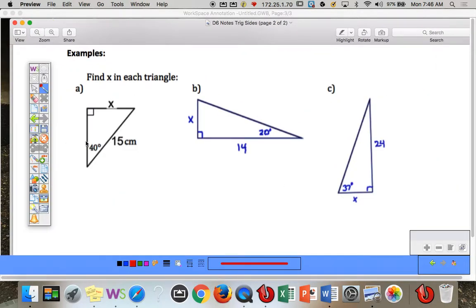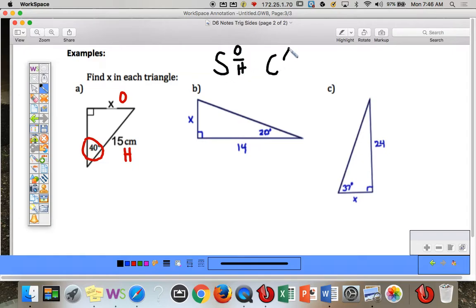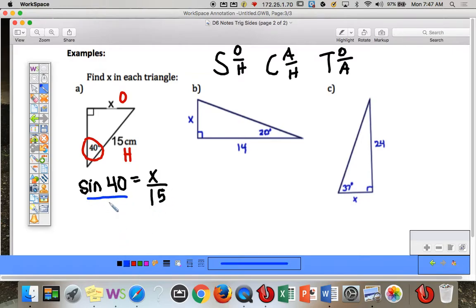So first, identify your angle that's not the 90, and see which sides you have. Here's our angle. This side is the hypotenuse. I know that because it's across from the 90. The other side's opposite our angle, so we have O and H. So then again, think about your ratio. We have SOHCAHTOA. So look for what we have. We have O and H, so that's sine. So we're going to say, all right, sine of our angle, 40 degrees, equals opposite over hypotenuse. And then we're just going to cross multiply and solve.